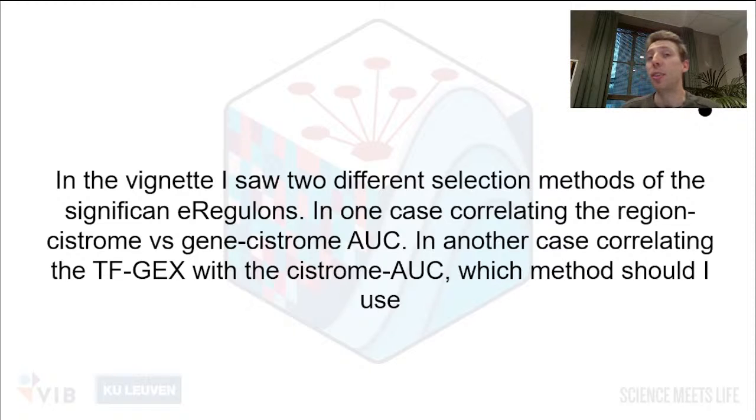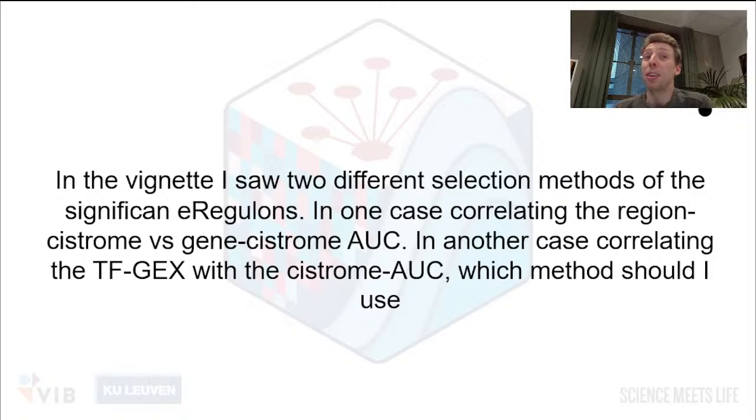How to select the best eRegulons. Indeed, we have multiple metrics for this. So we can, for example, calculate the correlation between the region-based and the gene-based AUC values, or the correlation between the TF expression and the AUC values. And then we also have the triplet ranking to select eRegulons, and then also the RSS score. So there are multiple ways to select eRegulons.